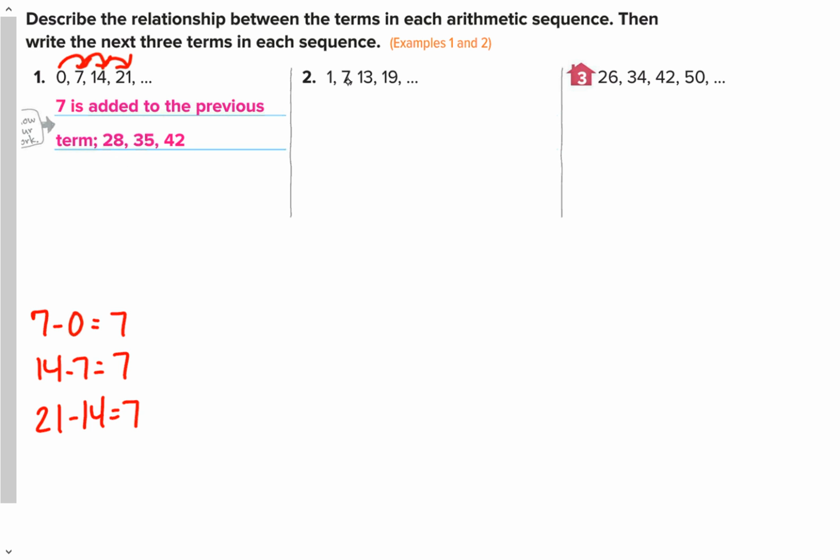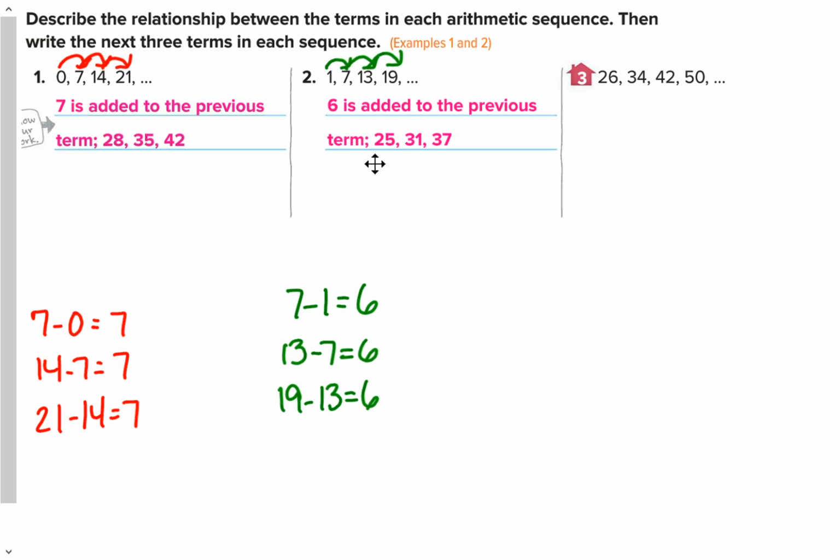Our next one, we went from 1 to 7. How did we do that? Well, we can do 7 minus 1, that equals 6. How did we get from 7 to 13? 13 minus 7, that also equals 6. And then from 13 to 19, 19 minus 13, that equals 6. So our answer is 6 is added to the previous term, and our next three terms are 25, 31, and 37.